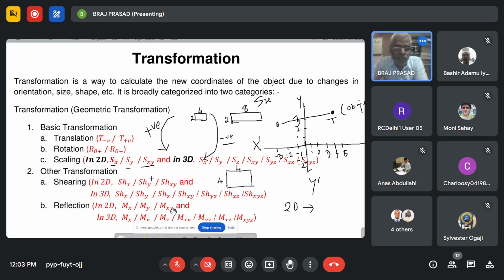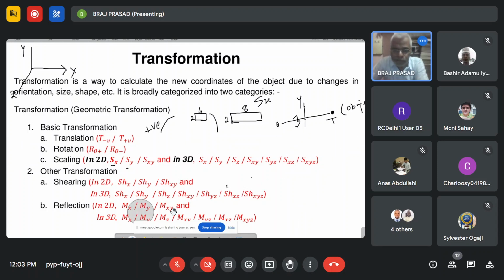In 3D, there are three different axes: x axis, y axis, and z axis. So we can scale the object in the x axis, y axis, z axis, or in the xy plane, xz plane, or yz plane. So in 3D, there are different types of scaling symbols.